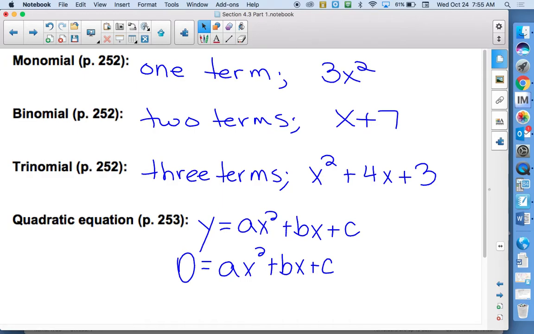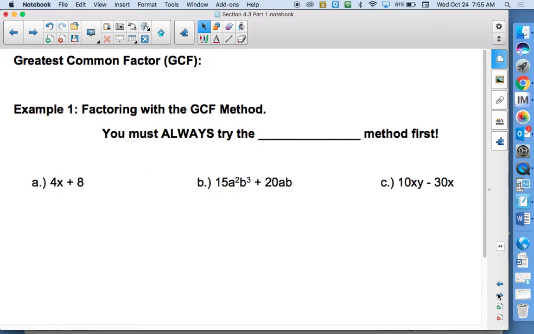So one term, a monomial, is not factorable. A binomial can be factorable, a trinomial can be factorable. And those will be the problems that we're going to look at.